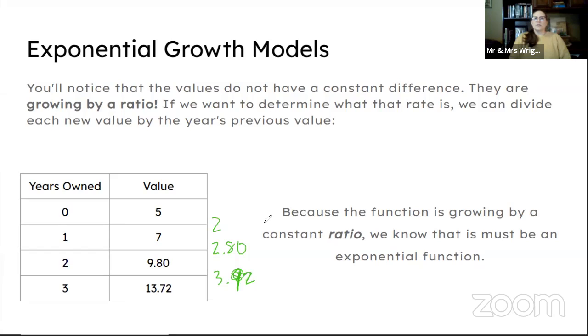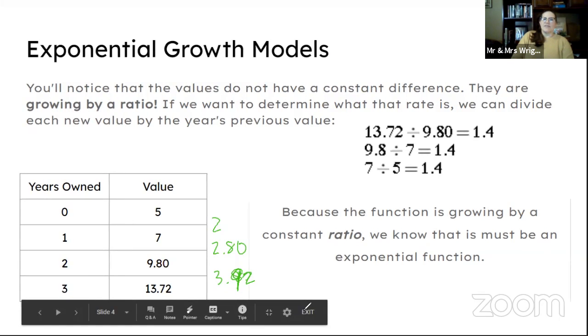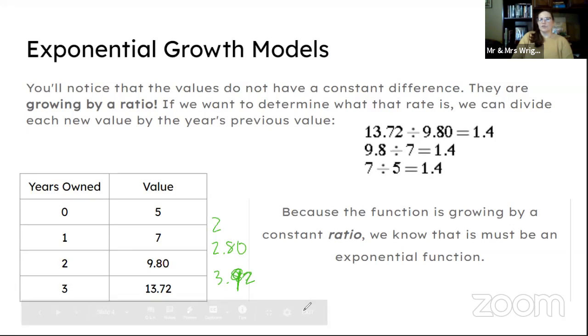It's growing, or the sequence type that we studied before, is growing in a ratio. And so if we want to determine that rate, what we do is we simply divide each new value by that year's previous value. So 7 divided by 5 instead of subtracting by 5, and then 9.8 divided by 7, and then 13.72 divided by 9.8, right? So all of these, every single time we divide instead of subtract, we get 1.4.